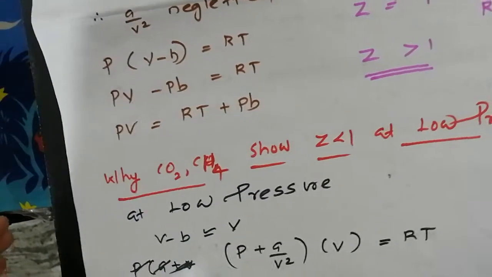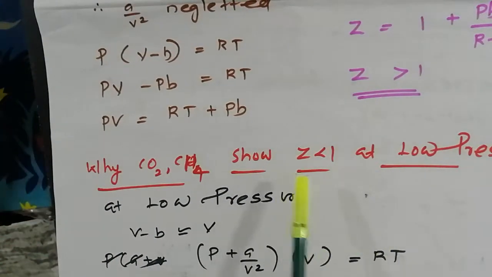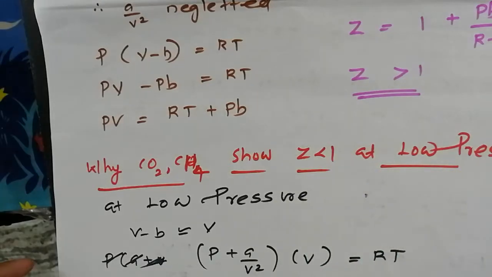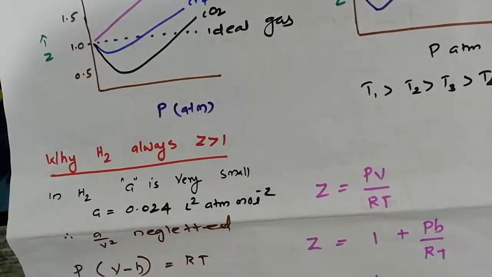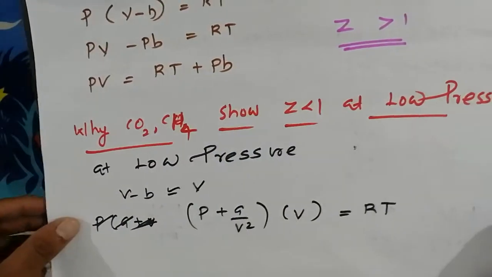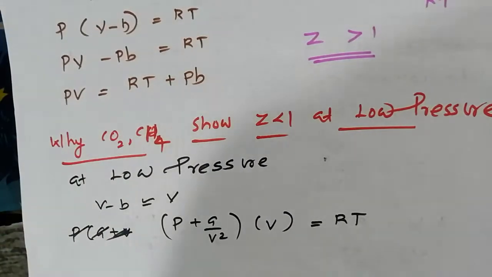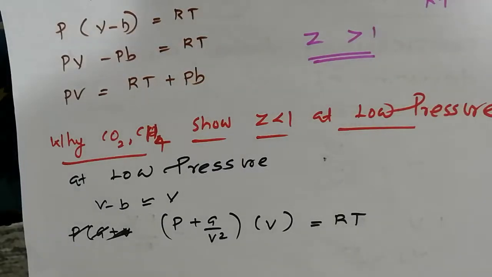Now, second question: why do carbon dioxide and methane show Z less than 1 at low pressure? Look at here. At low pressure, there is Z less than 1. It can be 0.5, 0.7, something like that. Why is this? It happens at low pressure. At low pressure, V is higher. Therefore, V minus b is equal to V. You can neglect the b term. Therefore, the equation is P plus A by V square into V is equal to RT.